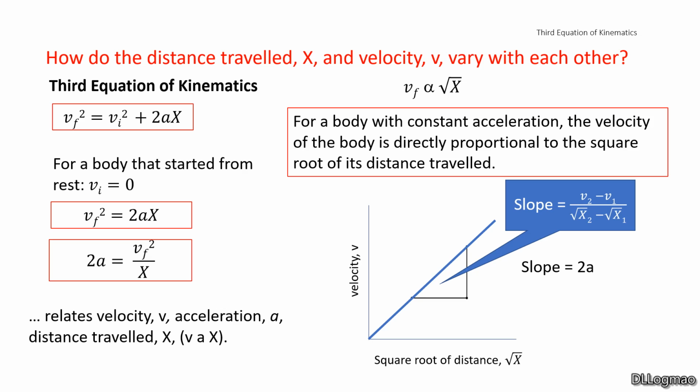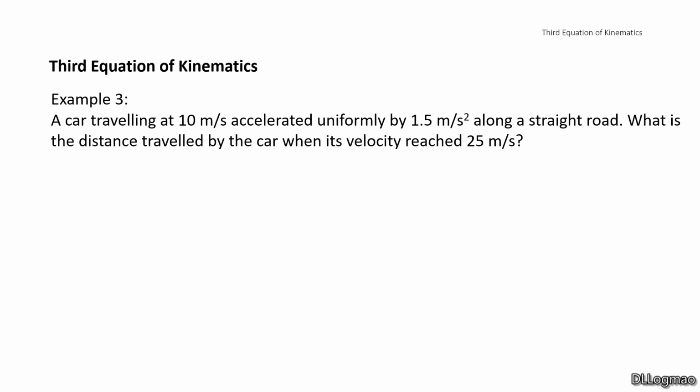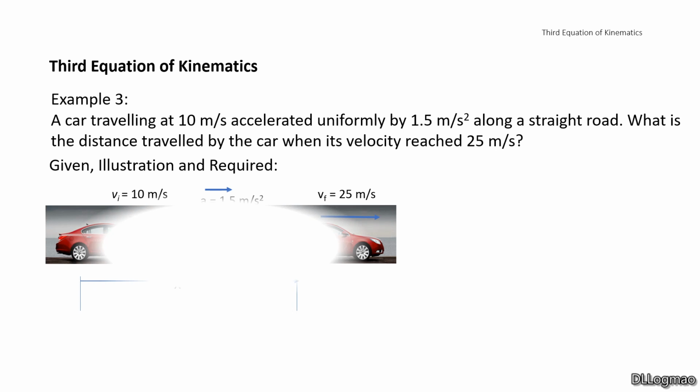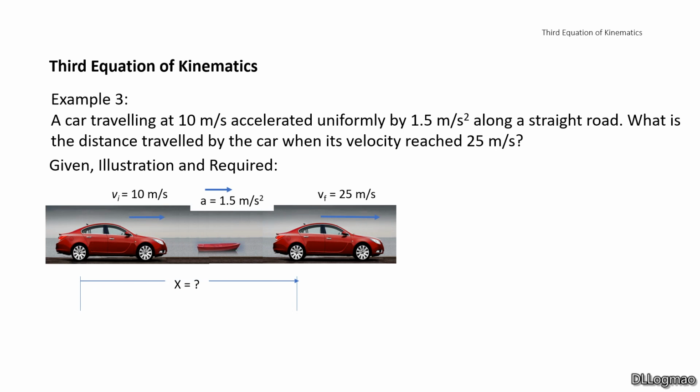Let's consider this motion problem as an example. A car traveling at 10 meters per second accelerated uniformly by 1.5 meters per second squared along a straight road. What is the distance traveled by the car when its velocity reached 25 meters per second? The given, illustration, and required. The illustration shows the initial and final velocities and the acceleration of the body.